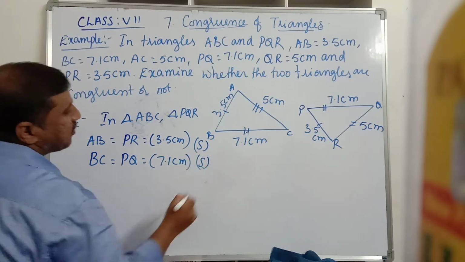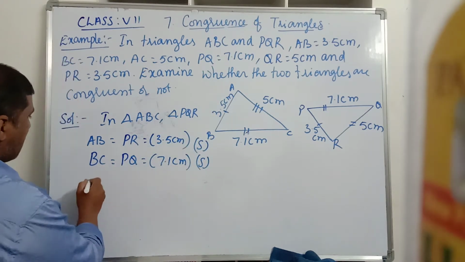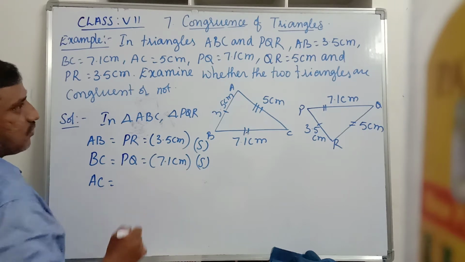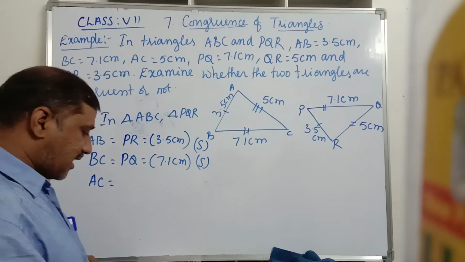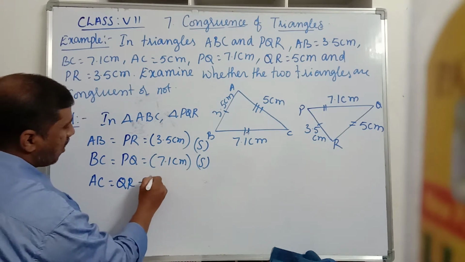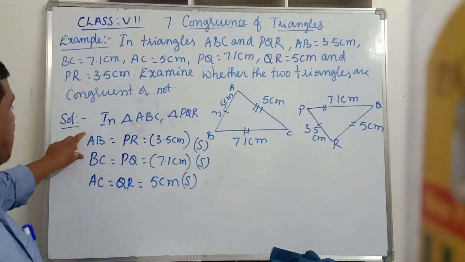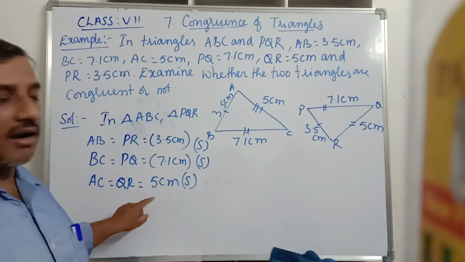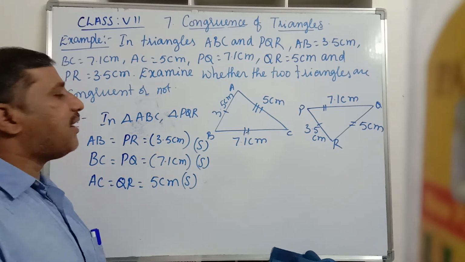Again, it is one more side from the two triangles. The third side AC is there. So AC is equal to 5 centimeters and QR is equal to 5 centimeters. AC is equal to QR, that is 5 centimeters. That is, the three sides of triangle ABC are respectively equal to the three corresponding sides of triangle PQR.